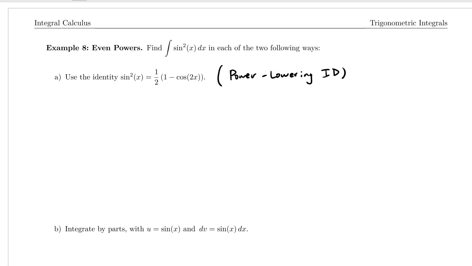And I often abbreviate identity with ID. So let's go ahead and do that. In the previous examples, a lot of the trig functions that we were integrating dealt with odd powers, and so now we're going to take a look at even powers. I'm going to go ahead and factor out 1/2 outside of my integral.